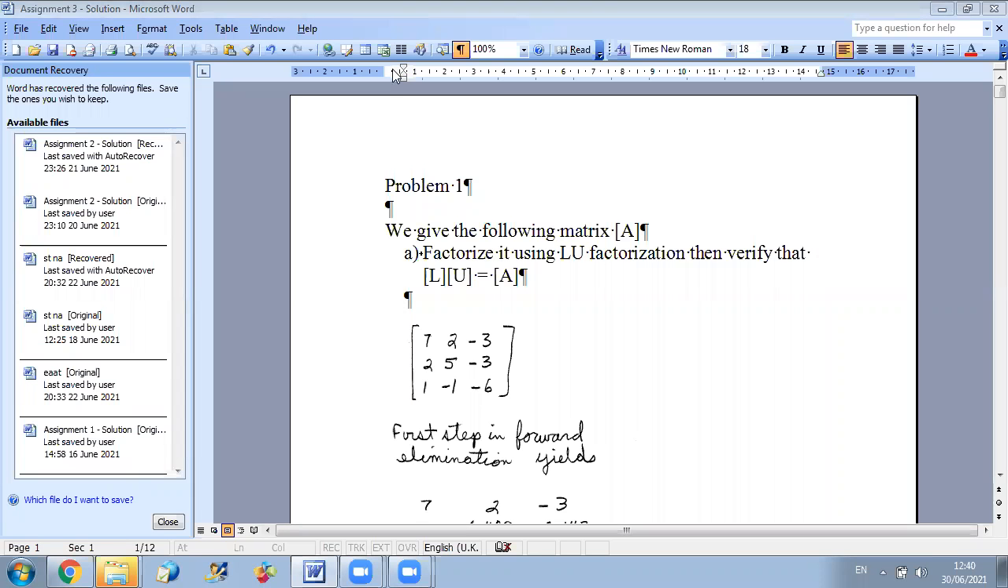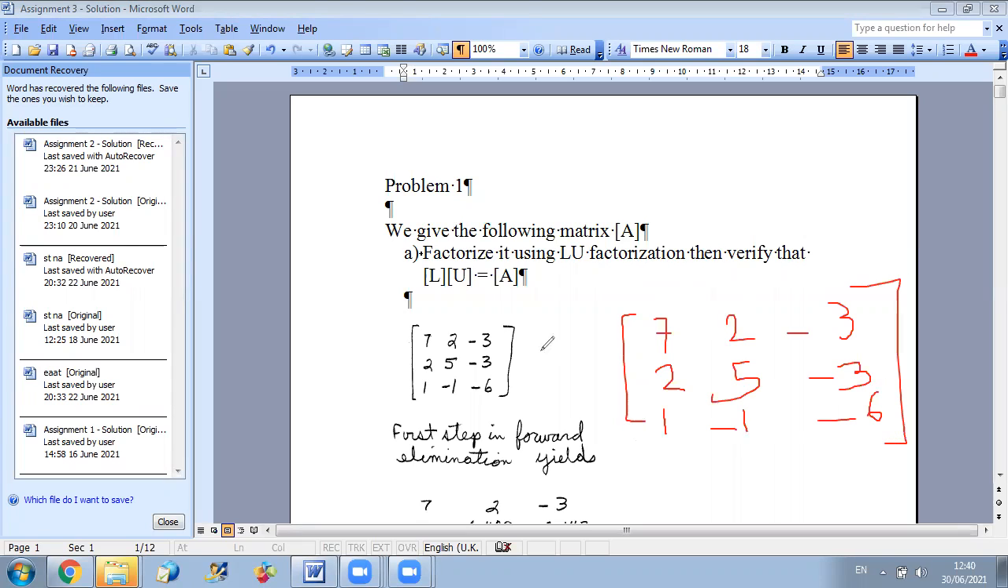Okay, so this is our A matrix: 7, 2, minus 3, 2, 5, minus 3, 1, minus 1, minus 6.